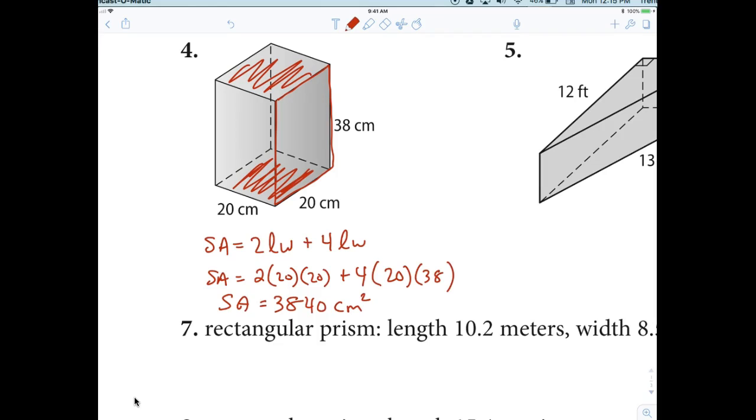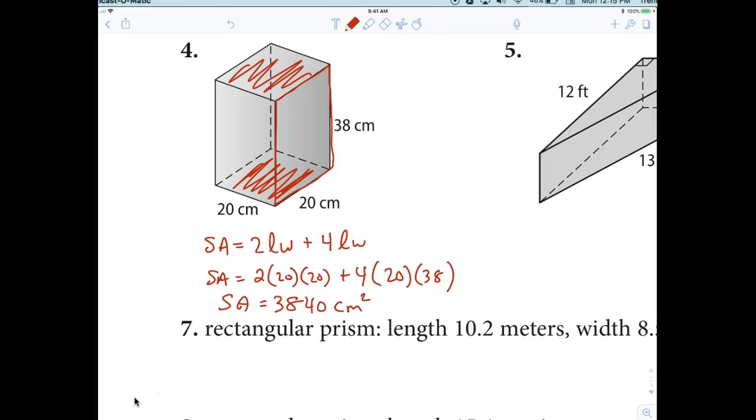Surface area. Area of all the surfaces. All right, you just have to look at all the surfaces and figure out what shape they are, and then know the formula for each shape, and then add all the shapes together. Is everybody good with that?